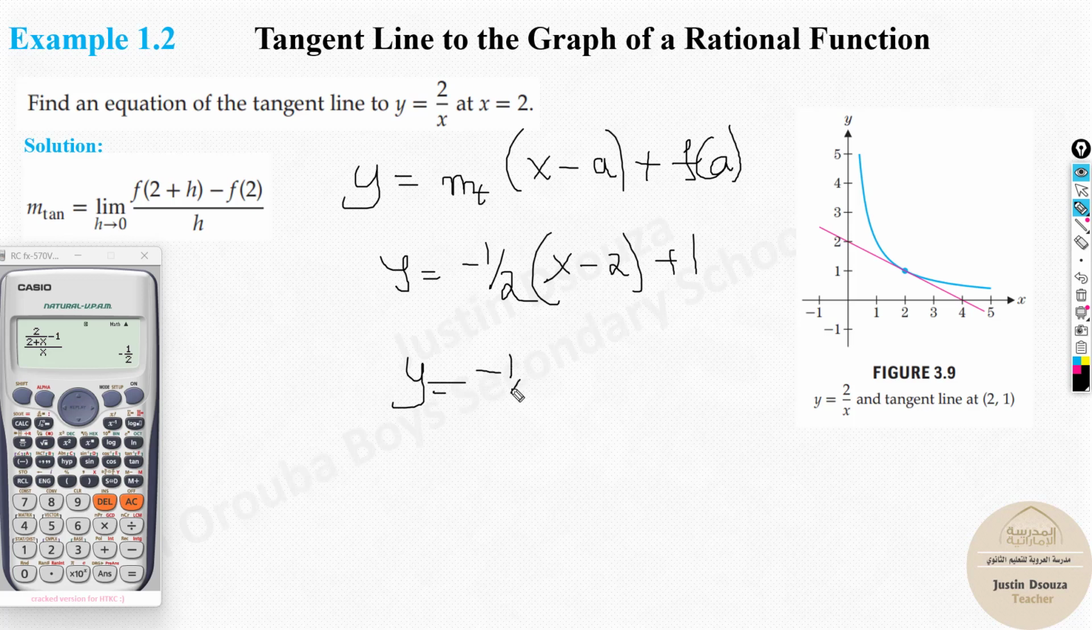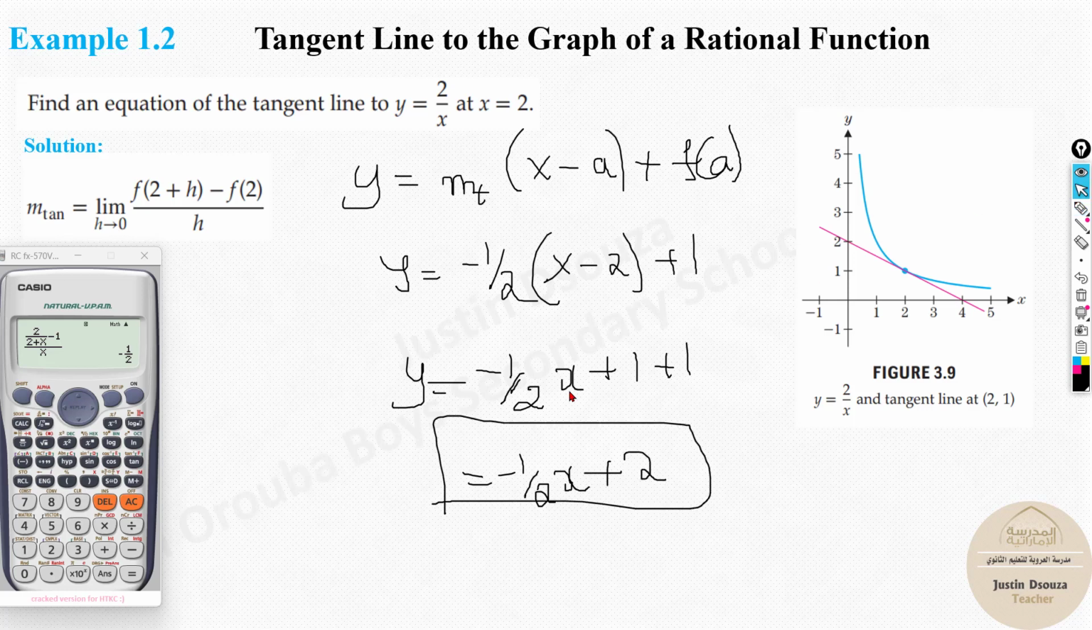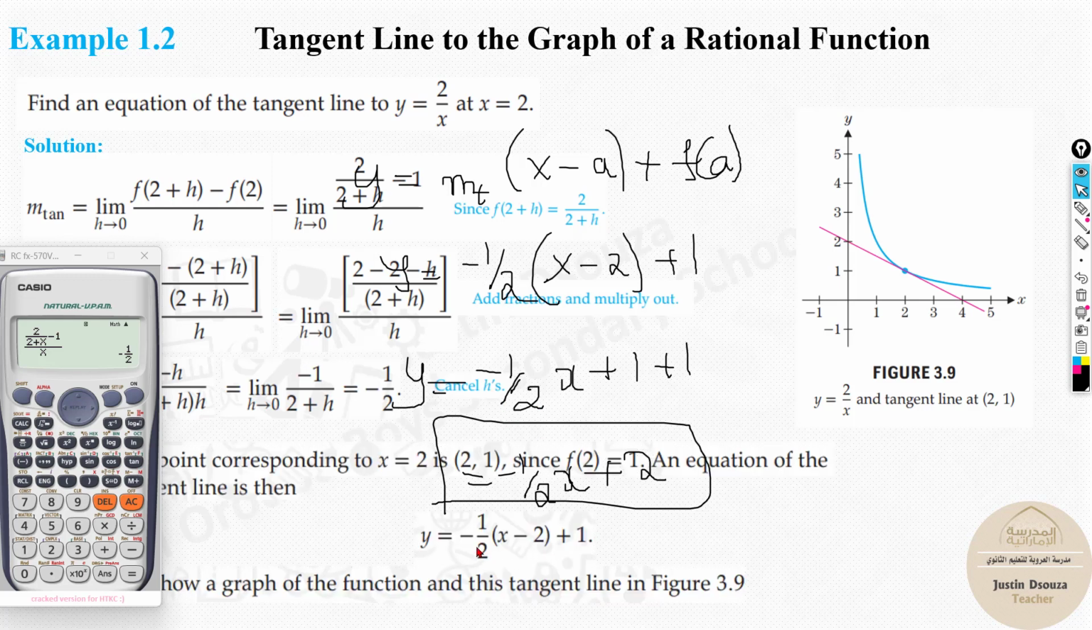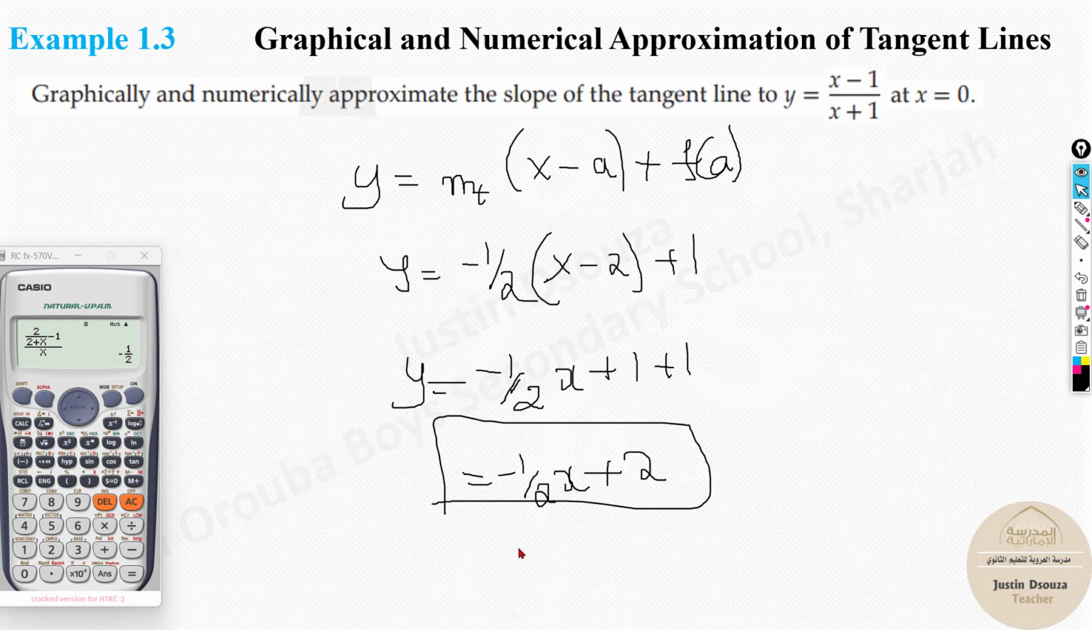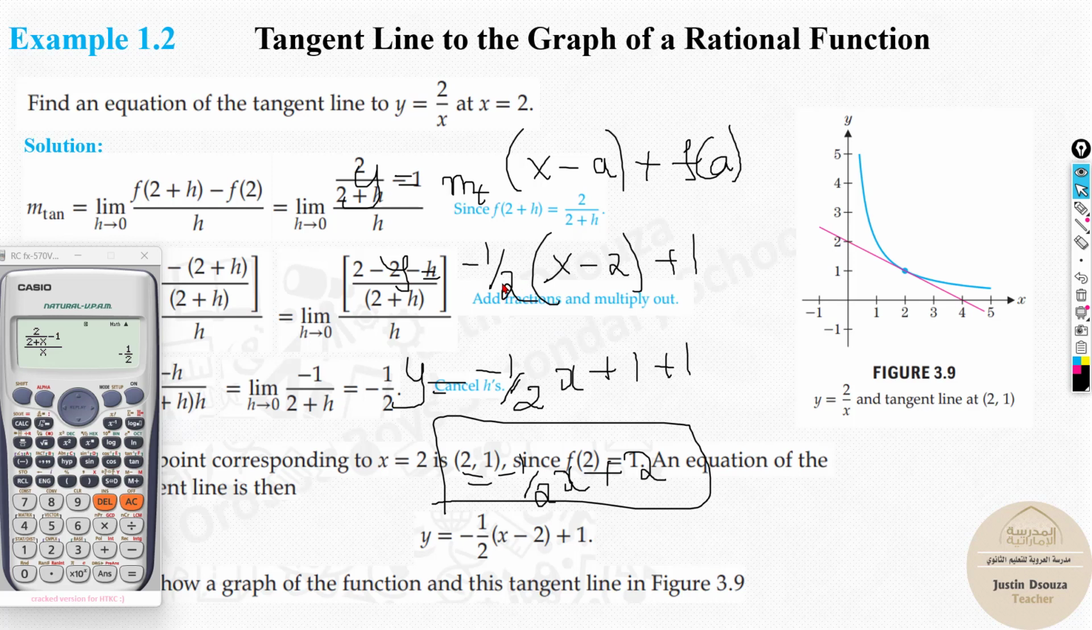Y equals negative half x plus half into 2 is 1, plus 1. You will have the answer negative half x plus 2. This is the equation of the tangent line, negative half x plus 2. Let's see the final answer. Yes, negative half. Okay, they have not simplified. They have just written it like this, negative half x minus 2 plus 1.